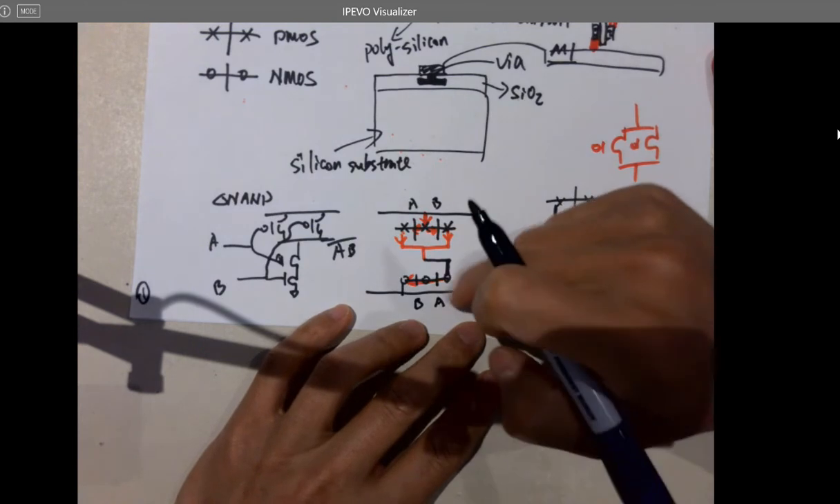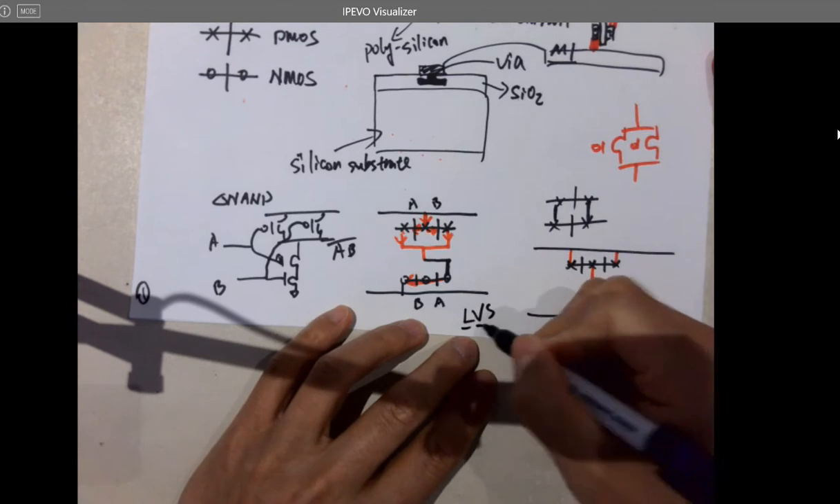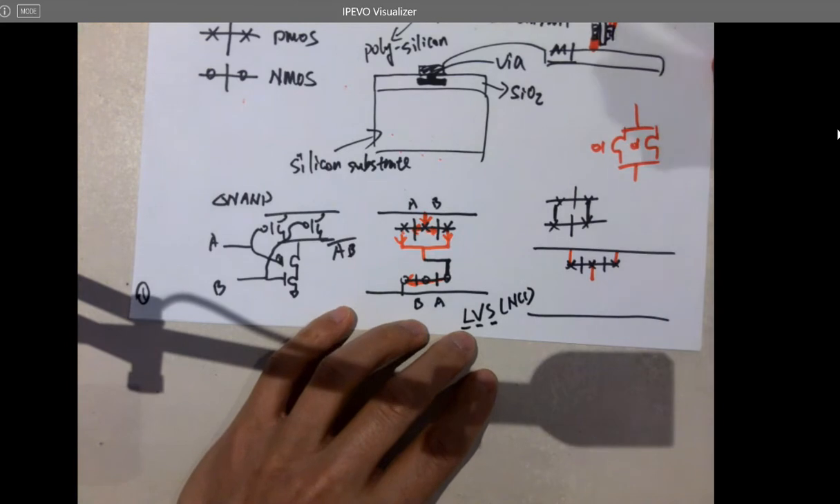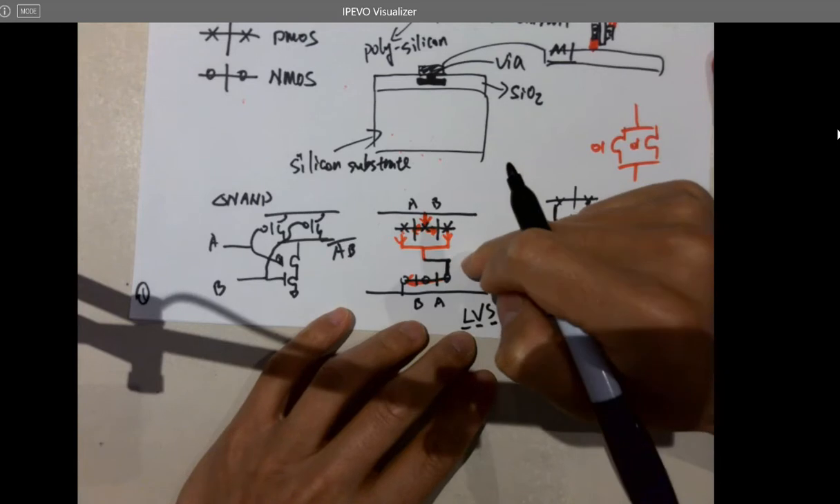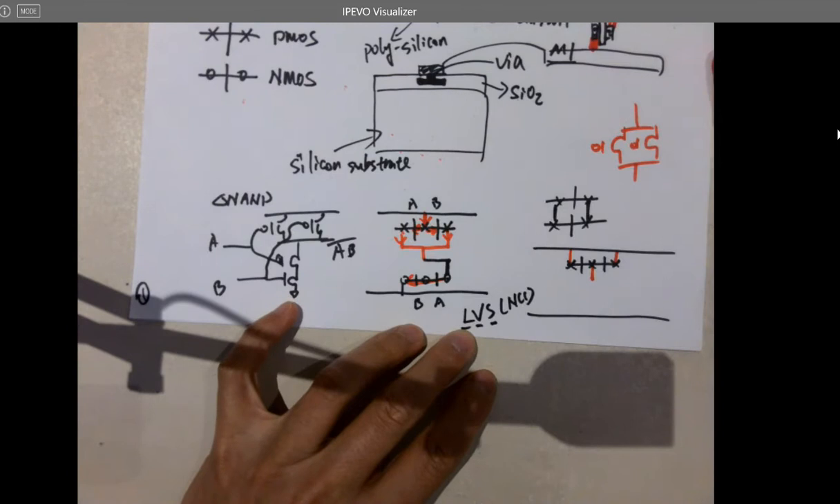But will that match? Here's the thing. If you do LVS, layout versus schematic, or in Electric VLSI it's called NCC, just a layout and schematic matching check. If I do this, is it going to pass LVS or not compared to this guy? Why?